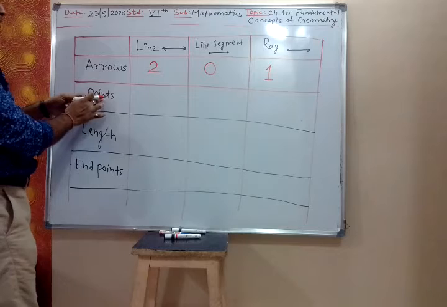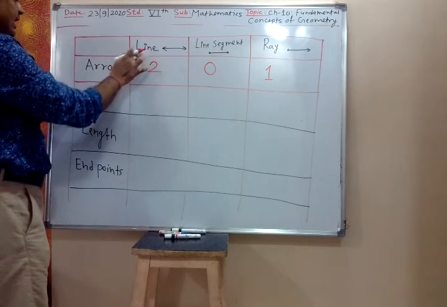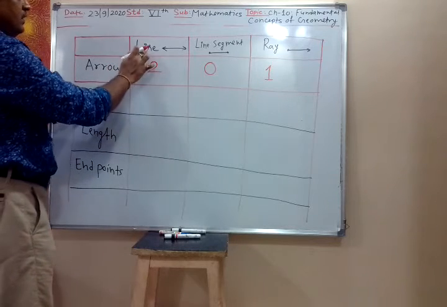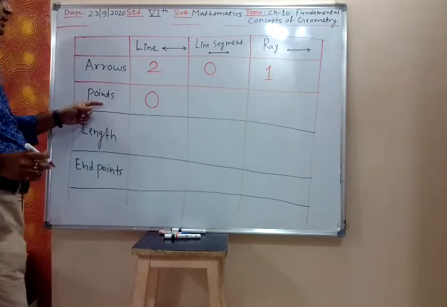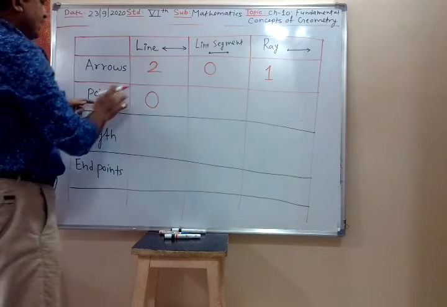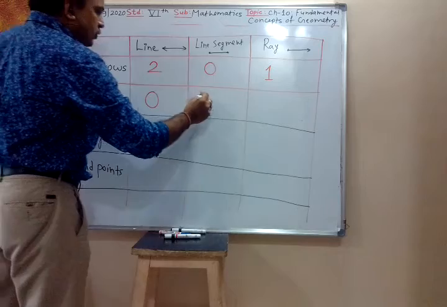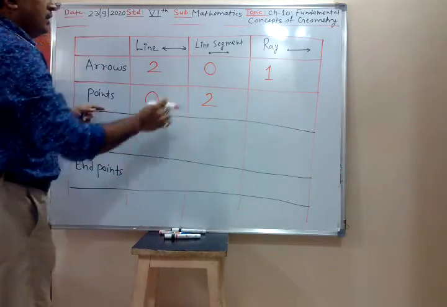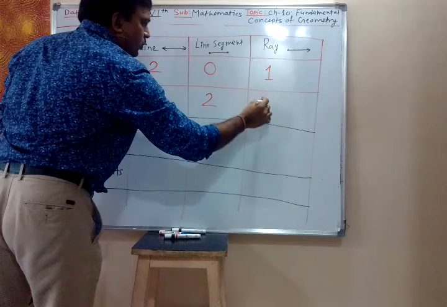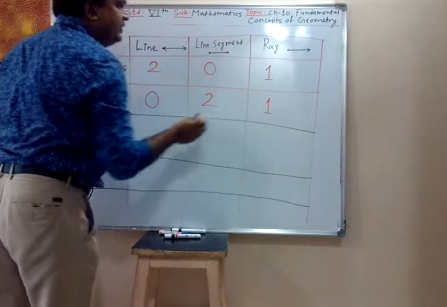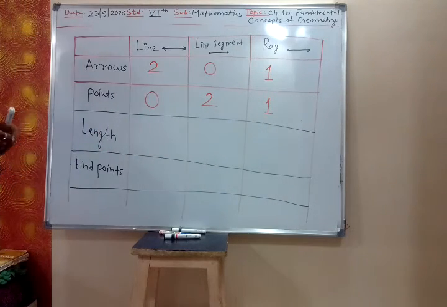Then we see about these points. A line has how many points? 0. We write 0. Then a line segment has how many points? 2. Then a ray has how many points? 1. A ray has 1 point.